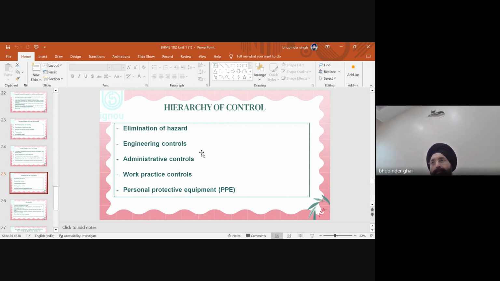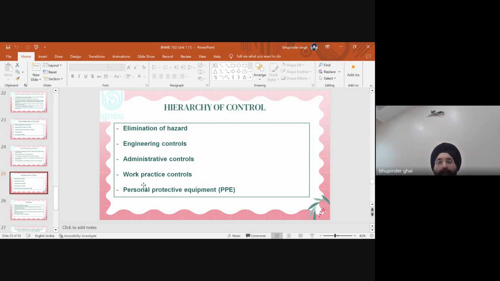In that case, what happens? The person is exposed to the noise only for 2 hours, which is under the limit as per OSHA or the International Labour Organization. Instead of 8 hours, you allow the person to work there for only 2 or 3 hours, depending on the intensity of the noise. So that comes under administrative control. Work practice control is more or less the same thing. The last one is personal protective equipment.